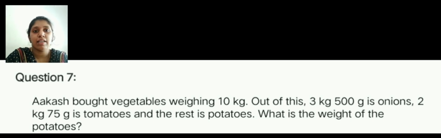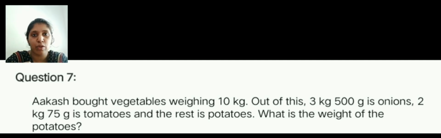Okay, so Akash is buying total vegetables weighing 10 kilogram. From that 10 kilogram, 3 kilogram 500 gram is onion and 2 kilogram 75 gram is tomato, and the rest is potatoes. So we have to find the weight of potatoes. So how can we find? First we have to add the weight of onion and the weight of tomatoes, and that sum we have to subtract from 10 kilogram.